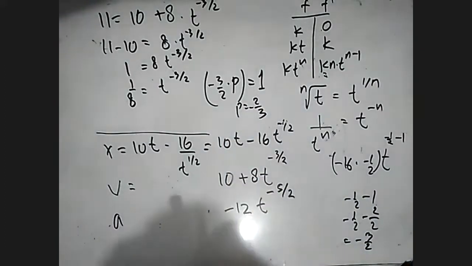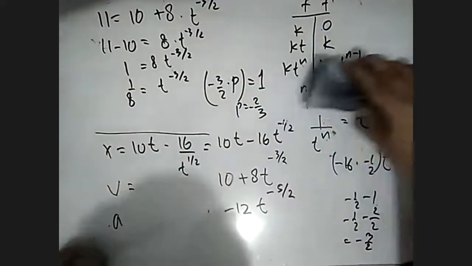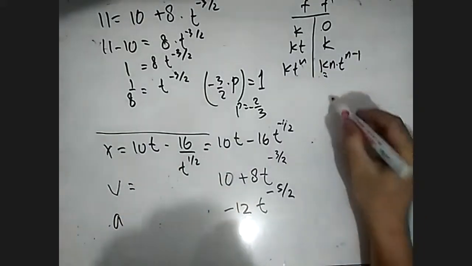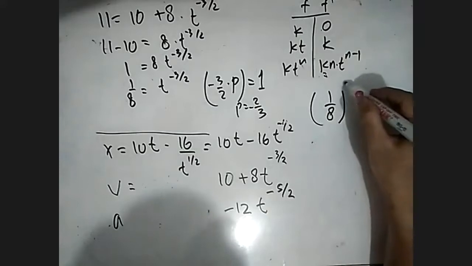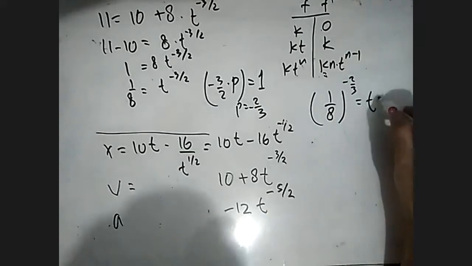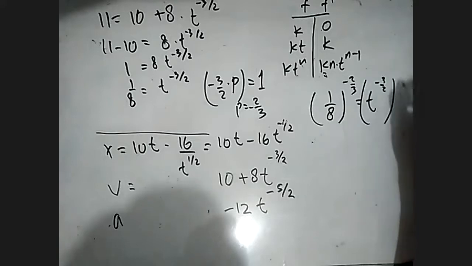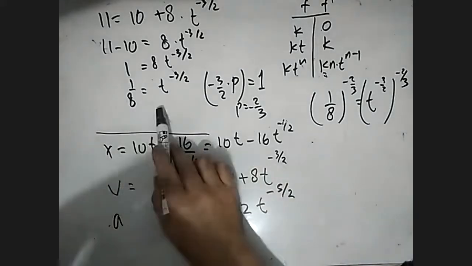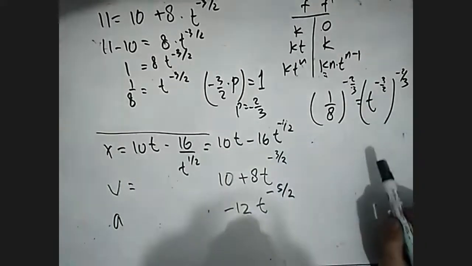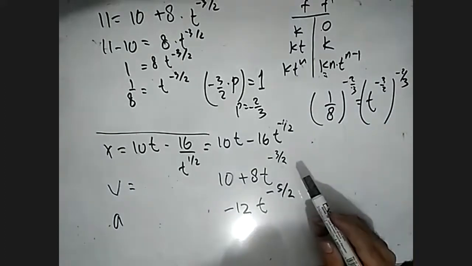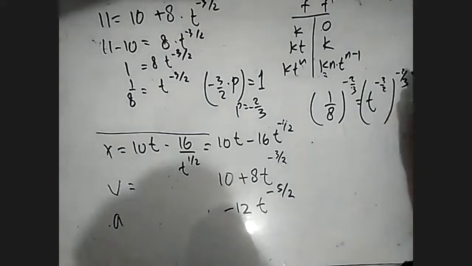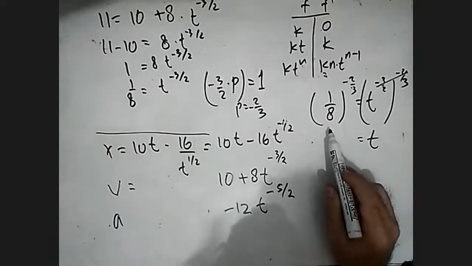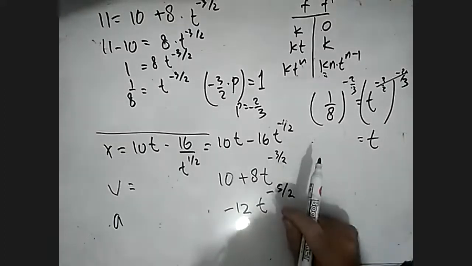Why is that important? Because then we are going to find it by raising both sides to minus 2 over 3. 1 over 8 to the power of minus 2 over 3 equals T to the power of minus 3 over 2, to the power of minus 2 over 3. We raise both the left and right sides to the same power, minus 2 over 3. On the right side, the powers multiply to give just T to the power of 1. That's just T. For the left-hand side, let your calculator do the thinking.